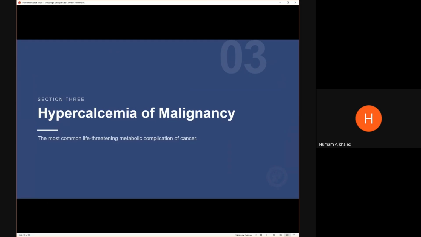Moving on to our third section, hypercalcemia of malignancy. Hypercalcemia is actually very common, and it's a life-threatening metabolic complication of cancer. It occurs in about 30% of patients at this point. It is frequently missed, and if missed early, the outcomes can be pretty bad.